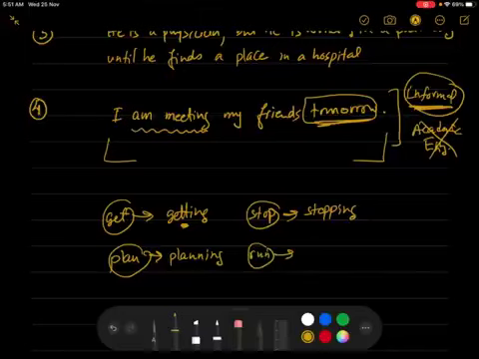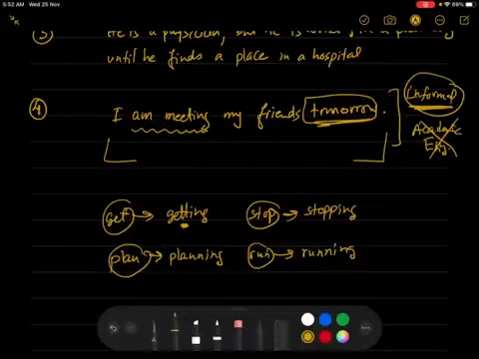So another one, like run, running. When we use verbs with short pronunciation like get, stop, plan, run in the present continuous, when we add ing, we also double the final letter. Okay.